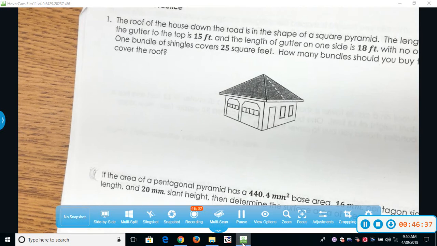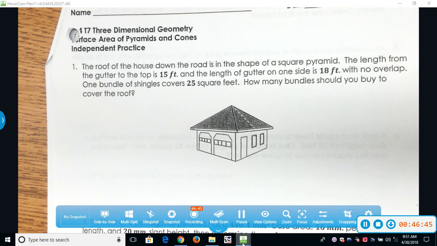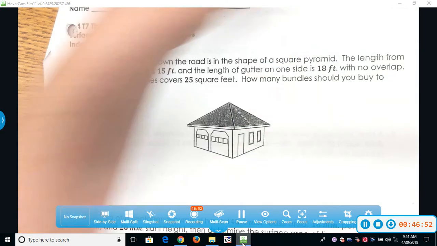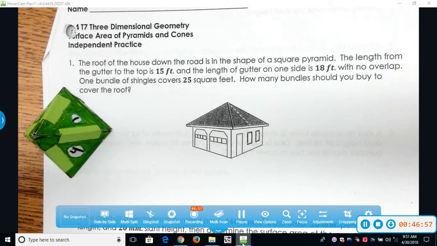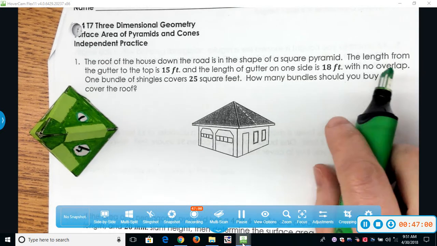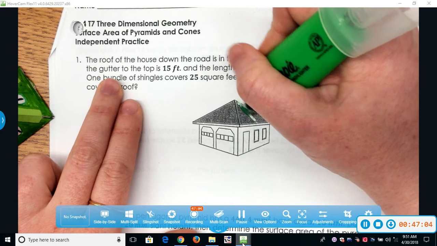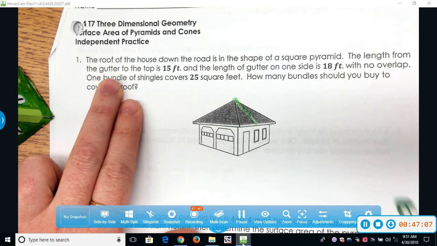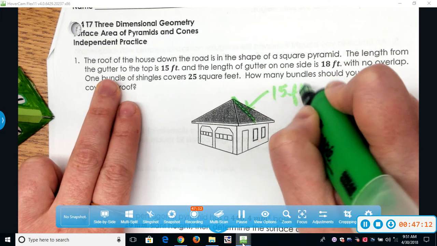Okay, so let's start with number 1. You have a roof, and it's a square pyramid. So the bottom is a square surrounded by triangles. It says the length from the gutter to the top. So that's what this dashed line is showing. The gutter to the top is 15 feet.